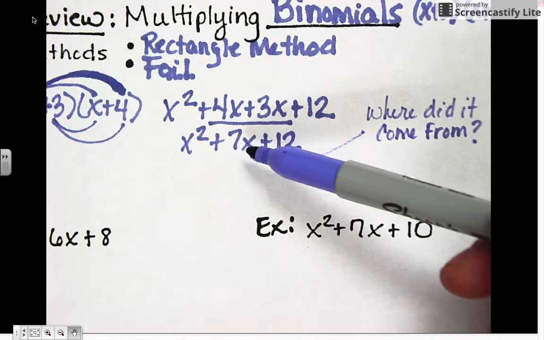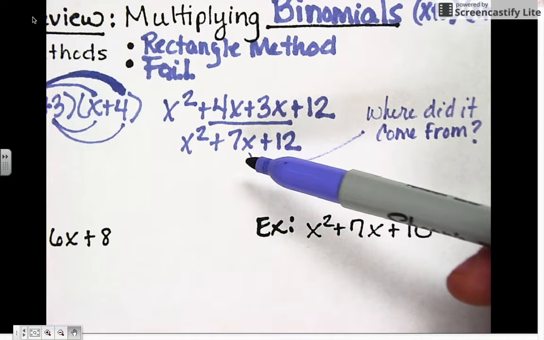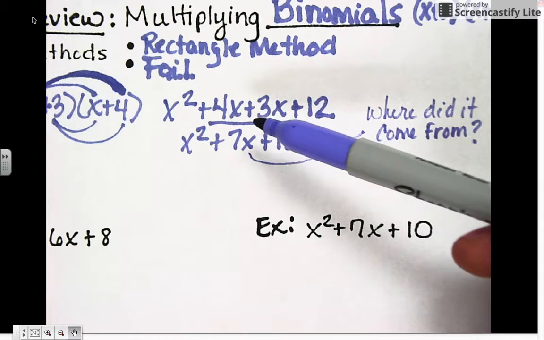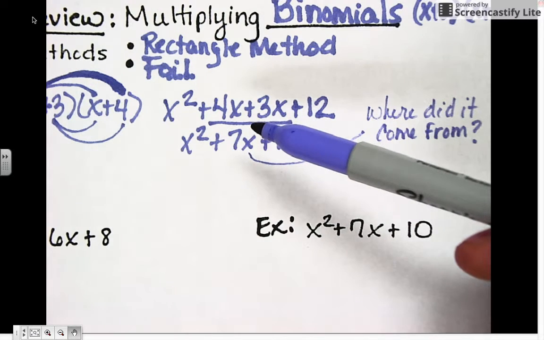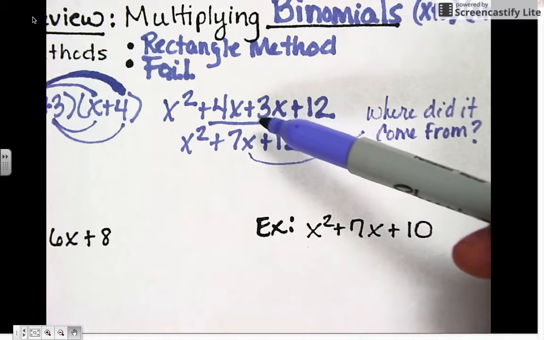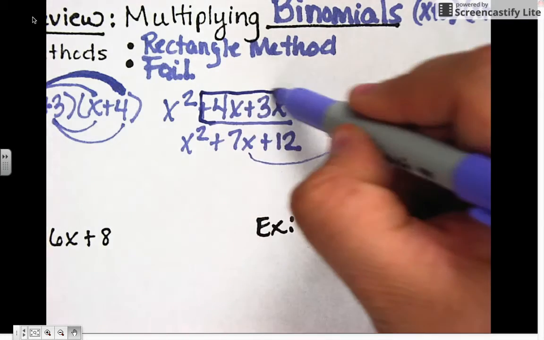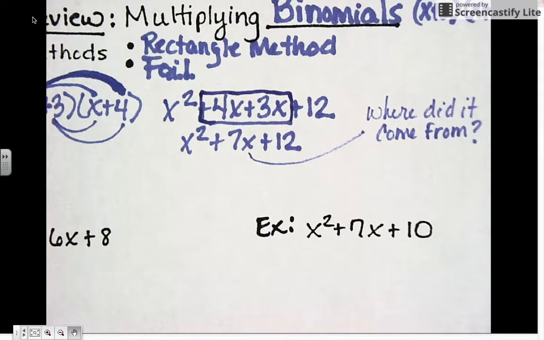How did the two middle terms create a 7? What did you do? Add, subtract, multiply, or divide? We added. In this case, the two middle terms sometimes can either be added or subtracted based on their signs, but the two middle terms that we have underlined here, and I'm going to go ahead and put them in a little rectangle, those two middle terms created your 7x. So those two middle terms are going to have something to do with the factoring.